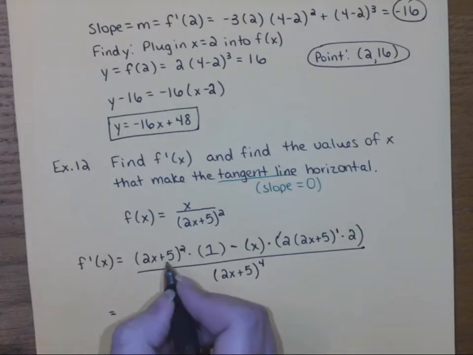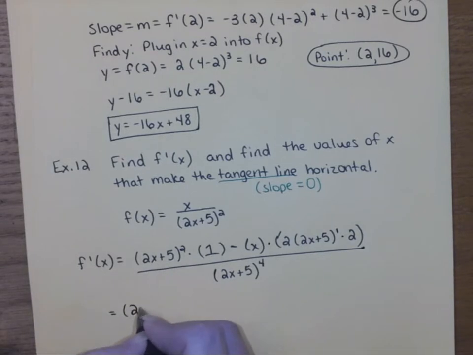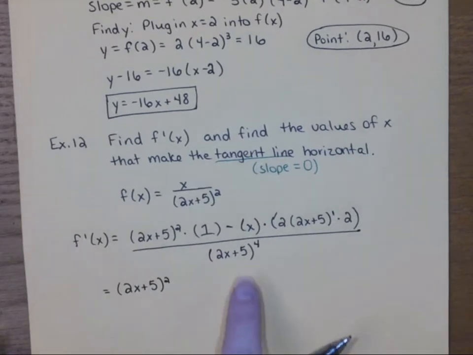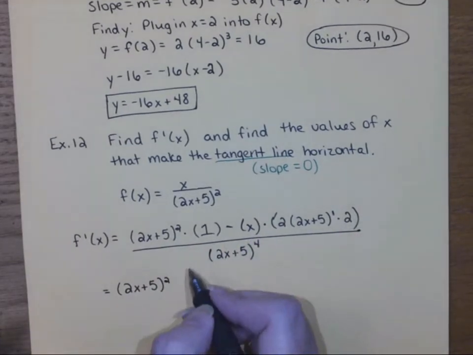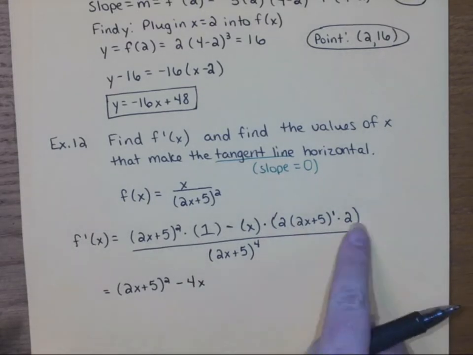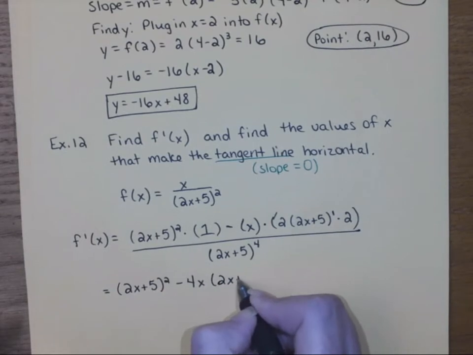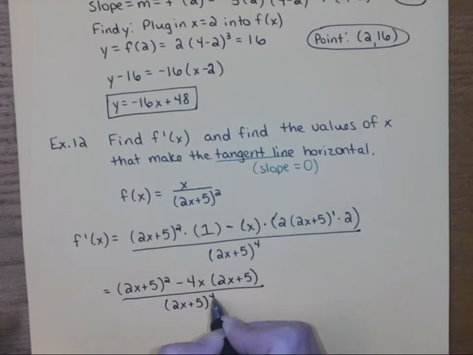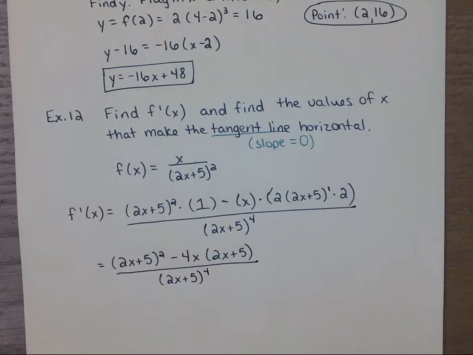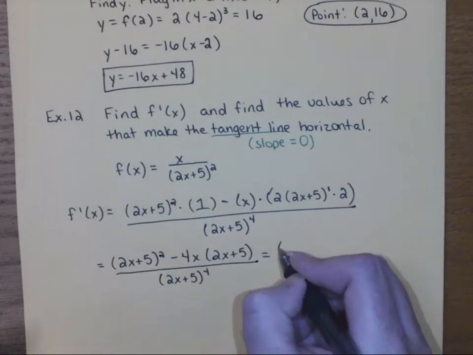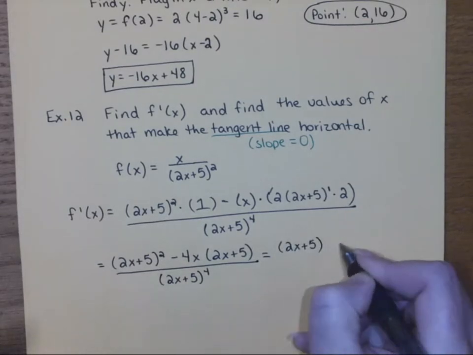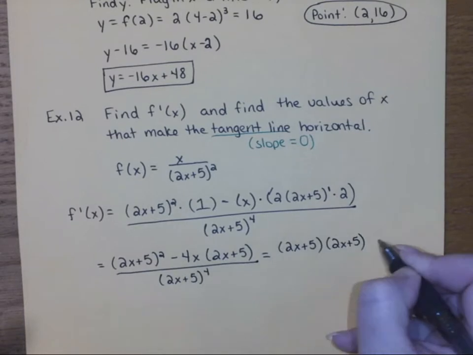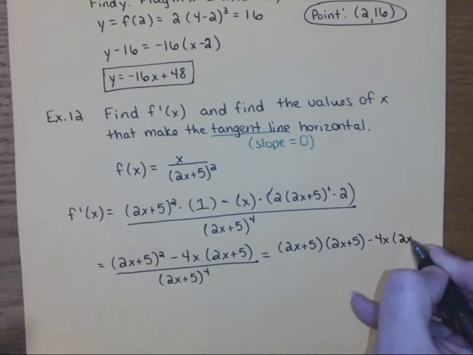So let's try to clean this up. Notice 1 times this, we're just still going to get this, right? So we're going to work that out maybe in a minute. Here, we're going to get minus 4x, right? 2 times 2 times x, and then times 2x plus 5, and then over 2x plus 5 to the 4th. All right, so we are going to have to simplify this. So we get 2x plus 5 times itself. There's a couple of ways we can simplify this. I'm going to go with the most mainstream one.